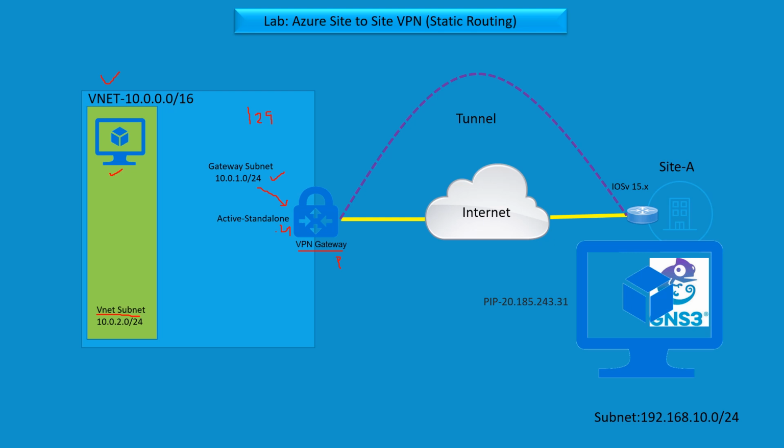So .4 here, .4 here from this range. And on the other side, which I call site A on-prem, this is also something hosted on Azure. So I'm running a VM, and on top of that VM, I'm running GNS3, and on GNS3, I'm going to run IOSv with 15.x. And once this VM is up and running, you're going to get one public IP address assigned.